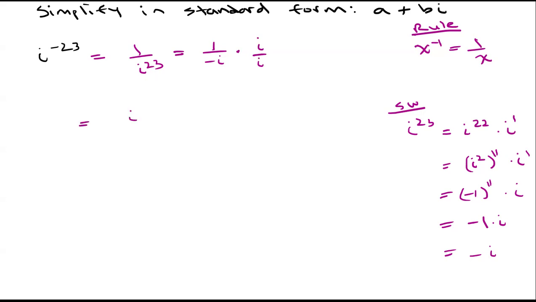So that gives us i on the top, and in the denominator we have negative 1 times i times i, which will give us i squared. Oops, I got too many negatives here. Rewrite that over. So we got the i on the top, negative 1 times i squared is negative 1 times negative 1, which is a positive 1. So i divided by 1 will just give us i. And that's our answer here.